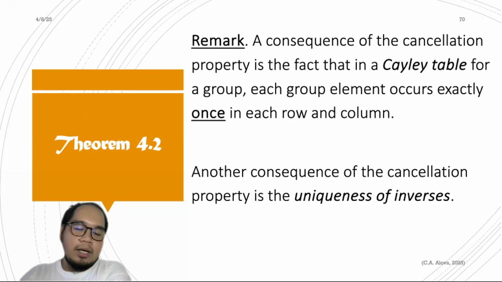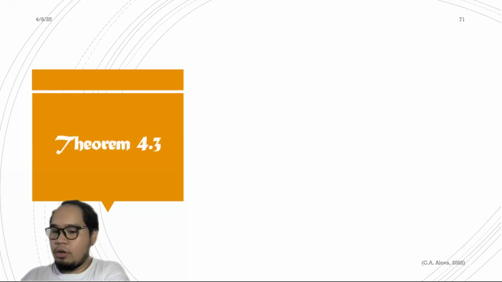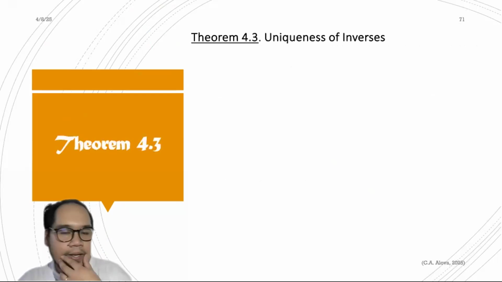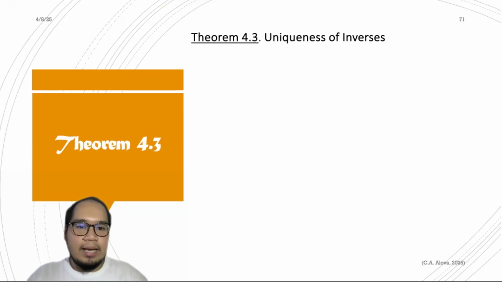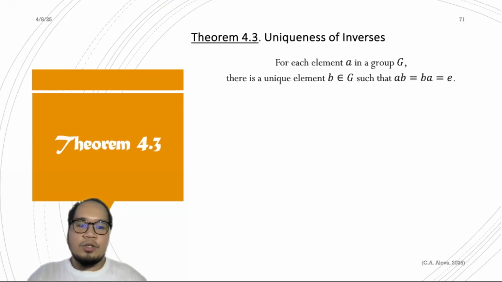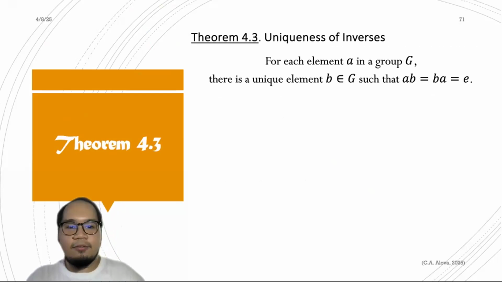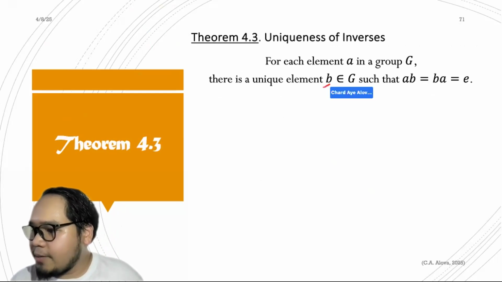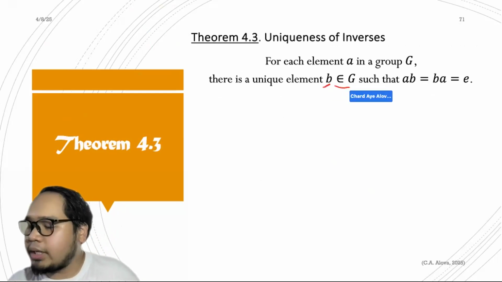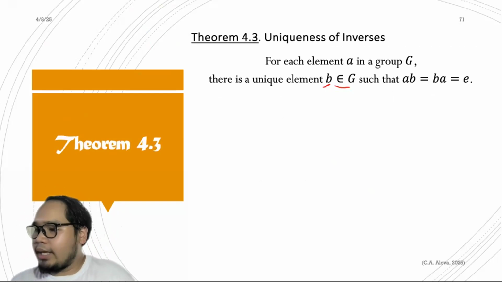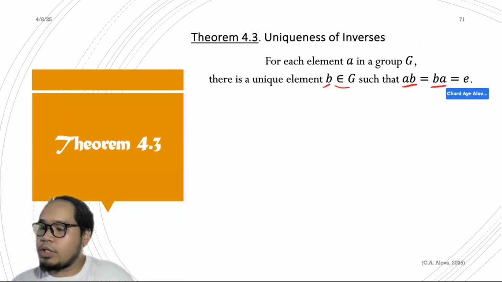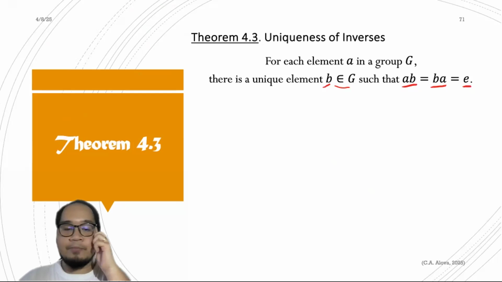Another consequence of this cancellation property is that every element in a group has a unique inverse. So let's talk about that in Theorem 4.3, the uniqueness of inverses. The statement says that for each element A in group G, there is a unique element B, which is also in G, of course, closure should be seen, such that A times B is equal to B times A, which is equal to your identity element E.